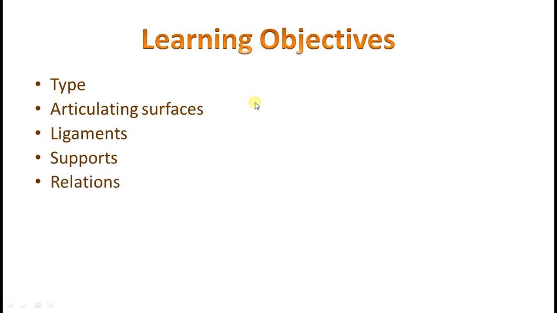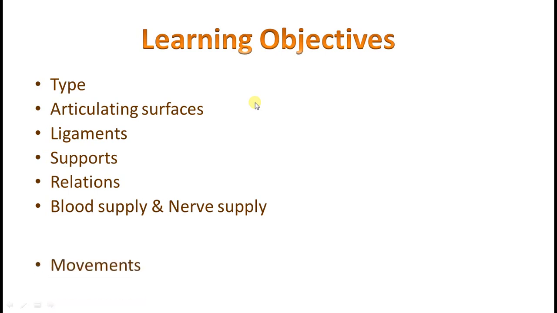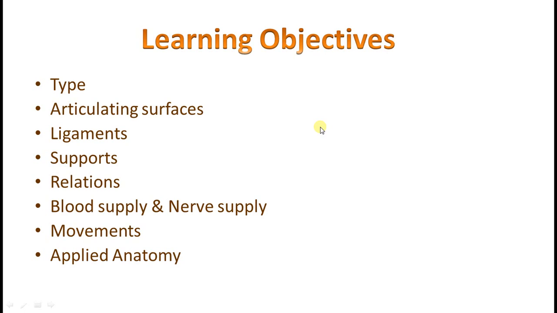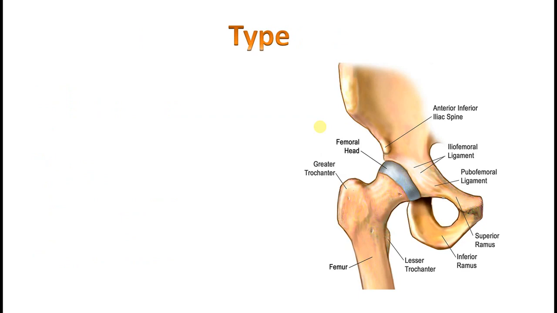Then the relations of the joint, that is what are the structures which are present in and around the joint, followed by the blood supply and the innervation of the joint. Then the movements, the various movements which are possible in the joint, and the muscles which are producing these movements. And finally, we are going to discuss the applied aspects of the joint.